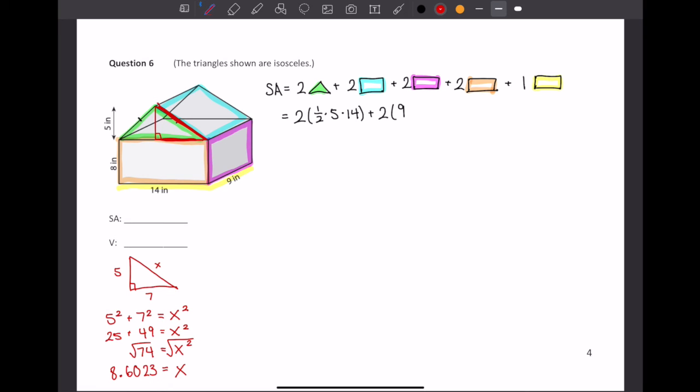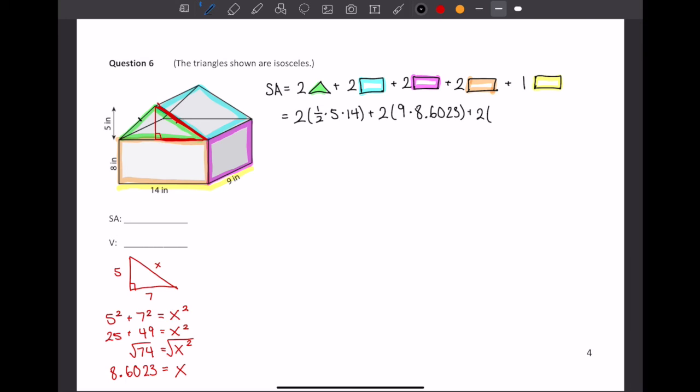8.6023. I don't want to round to 3 significant figures in this case because I'm not done with the question, but I don't need to write out all of the measurements in order to be able to approximate my final answer to 3 significant figures accurately. So I'm just going to round that. So now I know that the blue rectangle is 9 by 8.6023. And then the rest of the rectangles, we are given all the measurements.